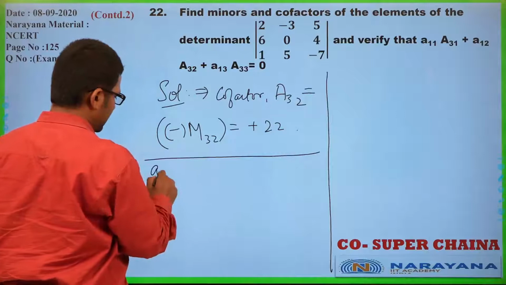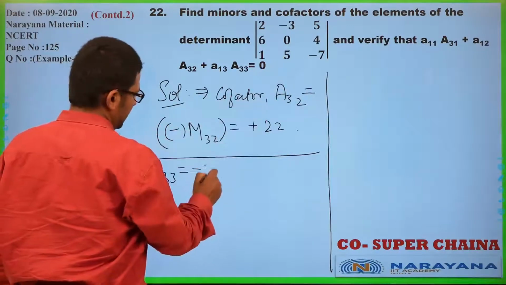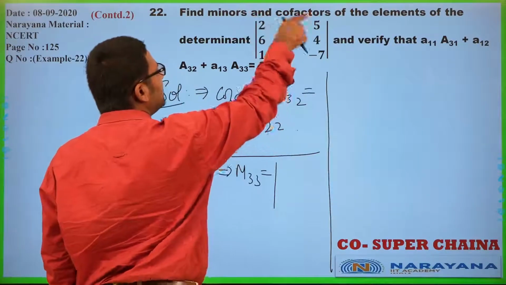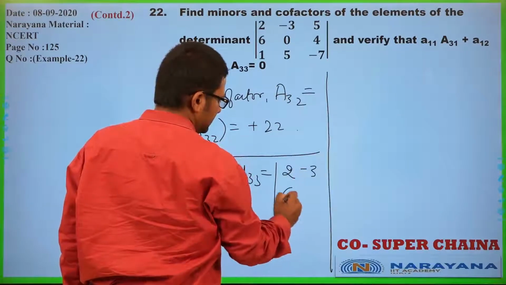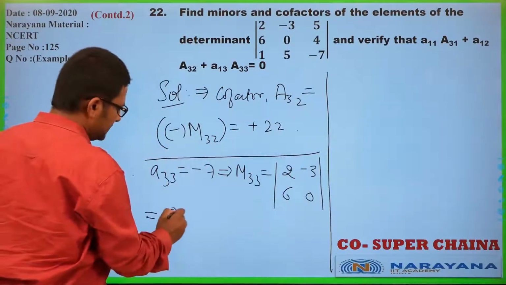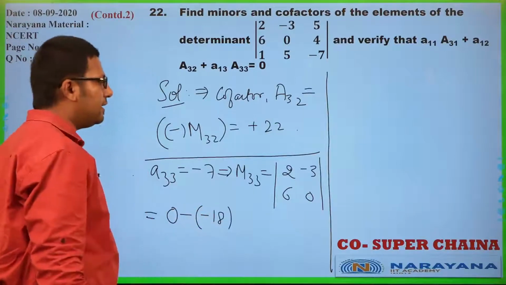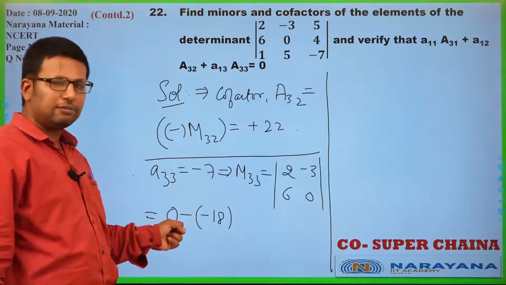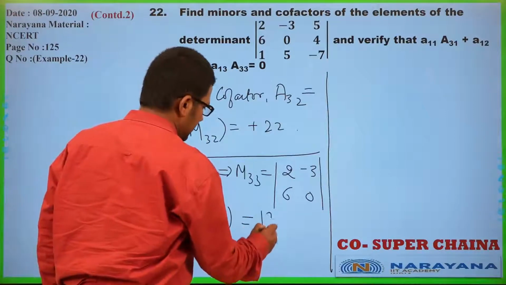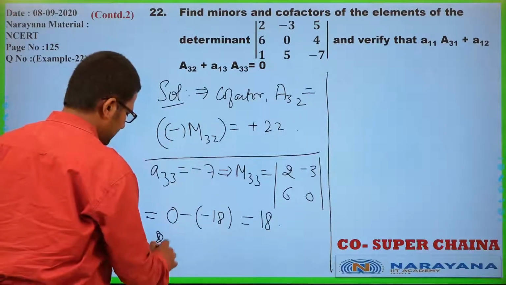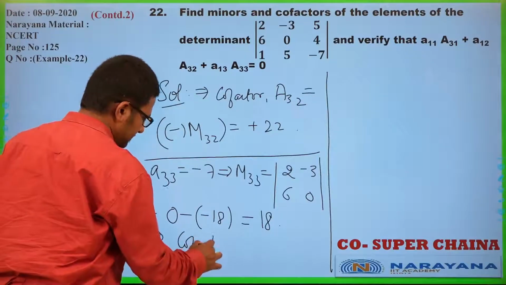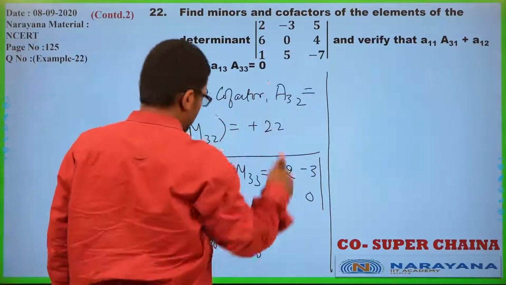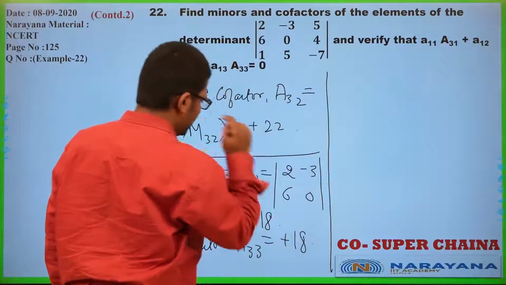and A33 is the element minus 7, therefore M33 is the determinant, leave that row, that column, 2 minus 3, 6, 0, so that would be 0 minus minus 18. Be careful here, a lot of students end up making mistake because they see a minus here and they forget to write the minus here, okay. So this is 18 and cofactor capital A33 would be, since we use minus here, we have to use plus here, plus of 18.